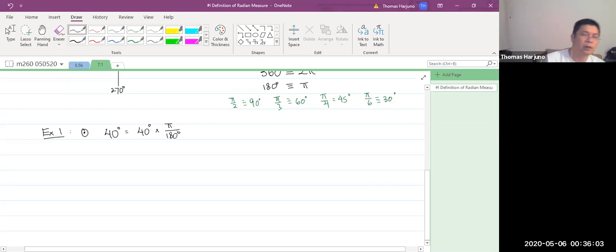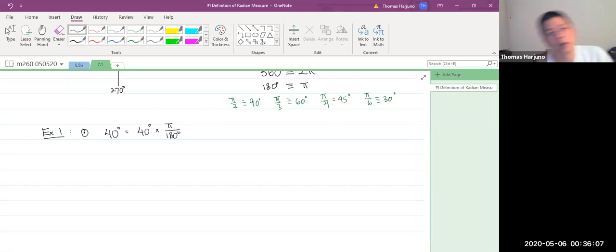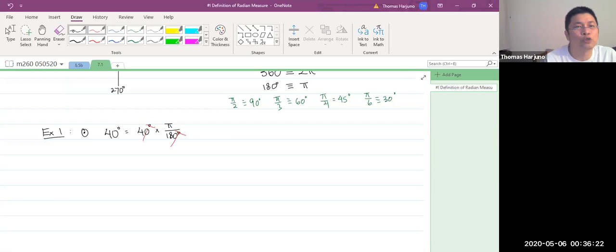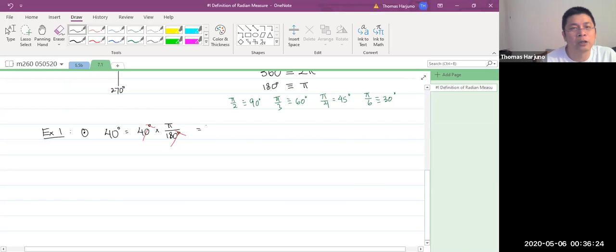Pi is equivalent to 180 degrees. But why do I multiply by pi over 180 degrees? Because I want to cancel the degrees. In fact, in this case, I can cancel the 0 further and reduce by 2. Then I get 2 pi over 9. Now, because I don't use the degree sign, then it must be in radian.